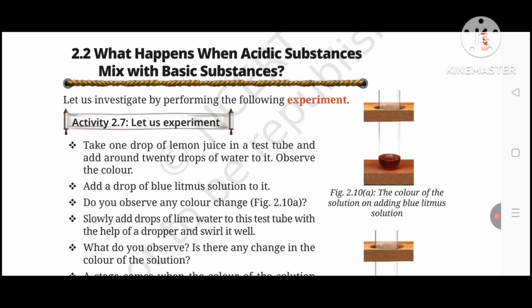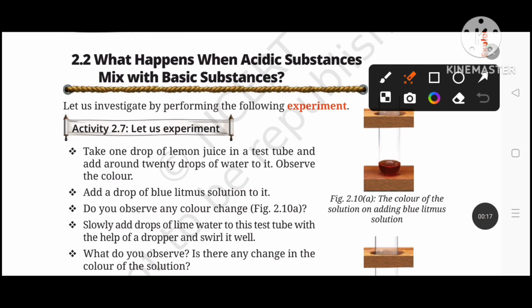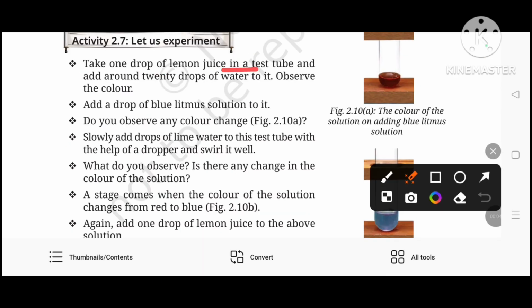Let us investigate by performing the following experiment. Activity 2.7. Let us experiment. Take 1 drop of lemon juice in a test tube and add around 20 drops of water to it. Observe the color. As we know that lemon juice is acidic in nature, and as we add the water, it becomes a solution of the lemon juice, and the color of this lemon juice remains as it is. Add a drop of blue litmus solution to it.